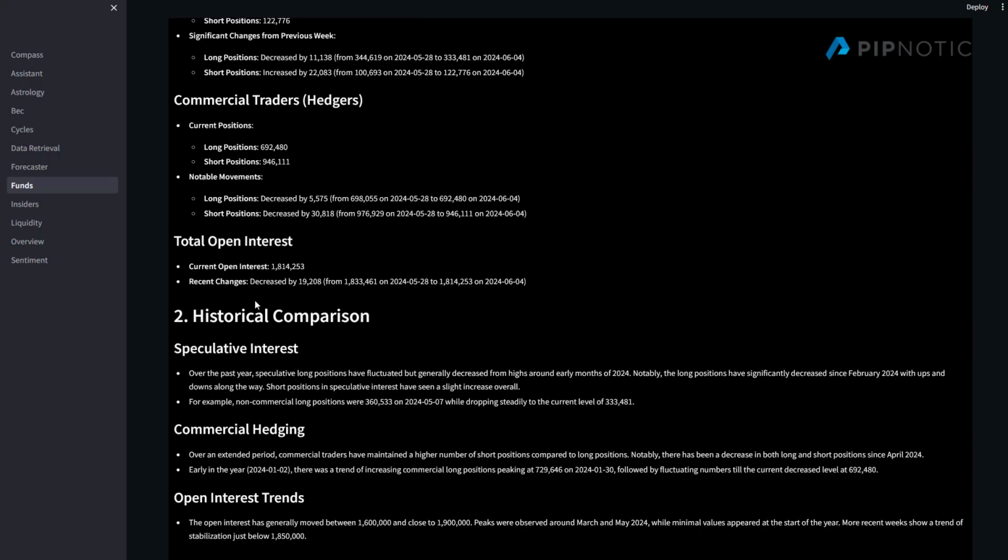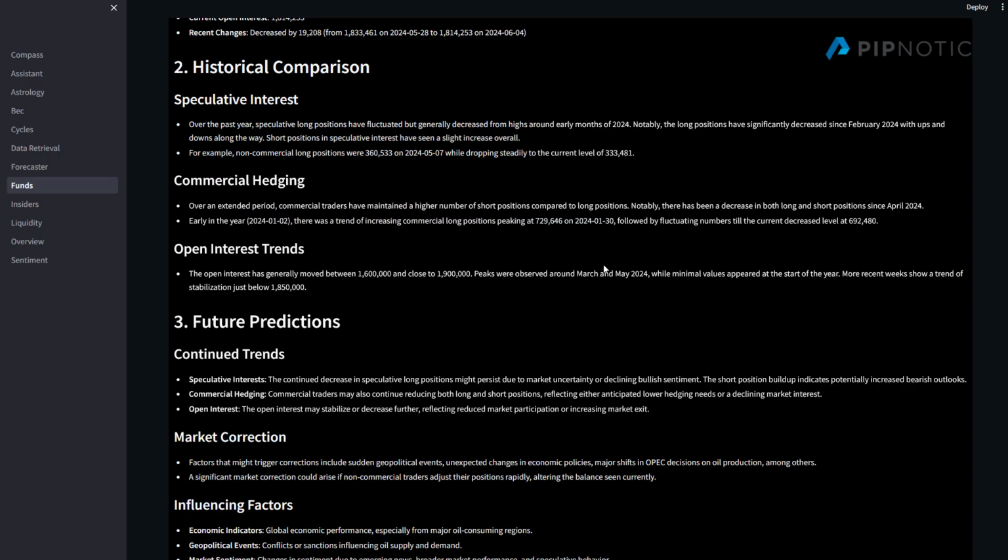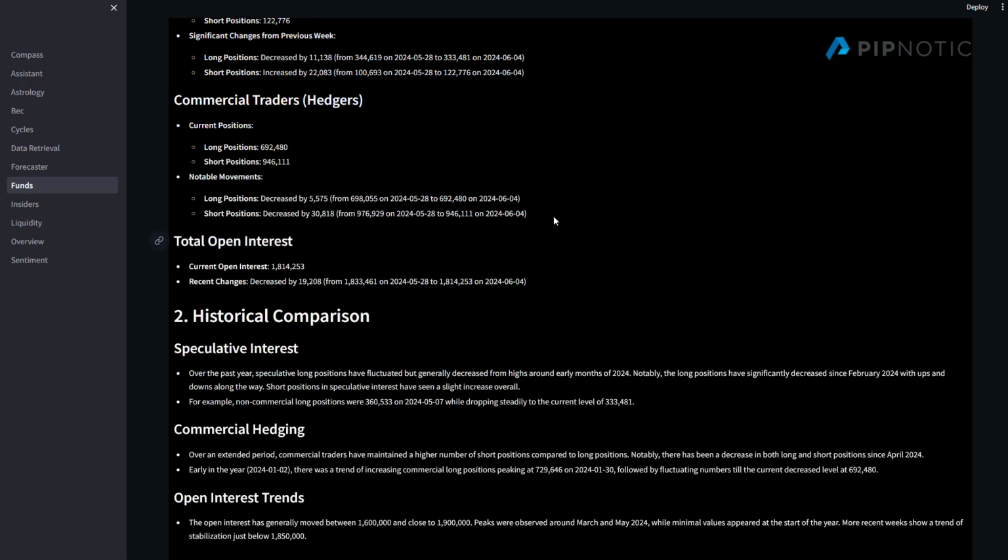You can see here, the current open interest is 1.8 million, which is just telling us about the liquidity of crude oil. And this has decreased by 19,000. So the liquidity of the oil futures market has gotten slightly smaller, just ever so slightly.